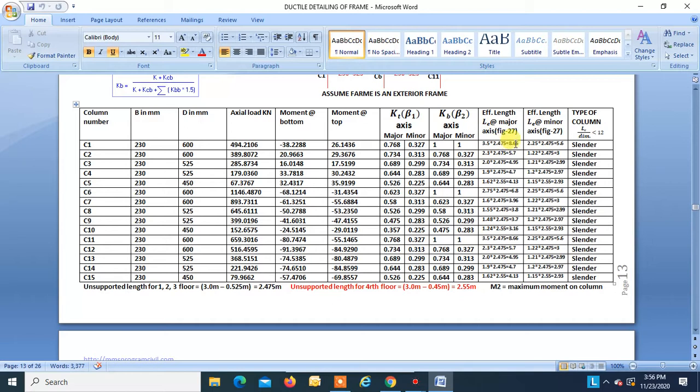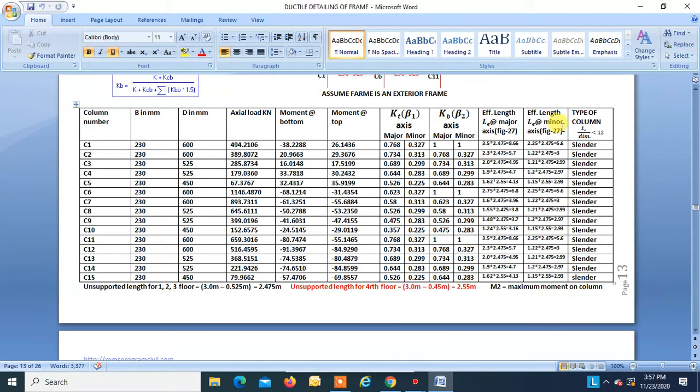Now about the major axis, you have to divide LEX by D, that is, D is 600, and that ratio is found to be greater than 12, so it is slender in that direction. And this has to be divided by B, that is 230, and that ratio is also found to be greater than 12, so it is slender in that direction also, right? So the column is found to be slender in both the axes. All the columns are found to be slender.